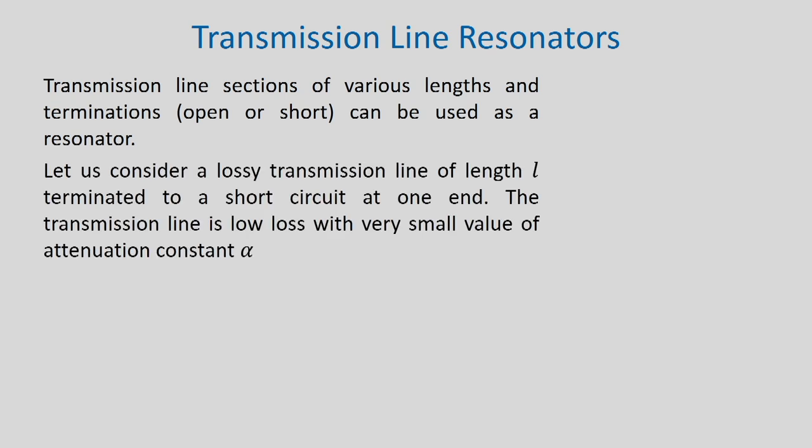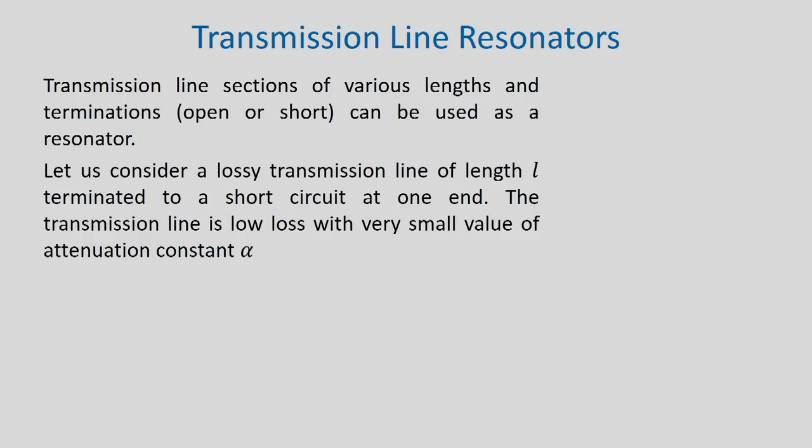Now, let us consider a lossy transmission line of length L, and let us assume that it is terminated to a short circuit at one end. We also consider the transmission line to be of low loss with very small value of attenuation constant alpha. Now, this is shown in the figure. We have a transmission line section of length L, and alpha is the attenuation constant, Z naught is the characteristic impedance, and beta is the propagation constant. We are assuming this transmission line to be of low loss type, so that alpha is very, very small.